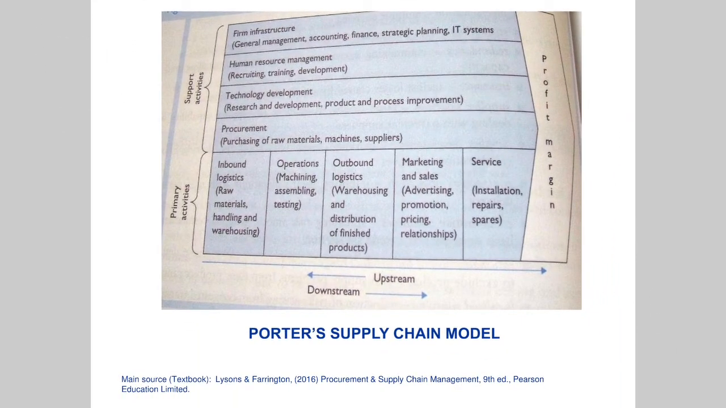So here is the diagram, showing how Porter's value chain model can be portrayed. You can see primary and support activities there, and on the right side you will see the profit margin, that is the aim. In this diagram, upstream means what comes before the organization, and downstream means towards the customer.